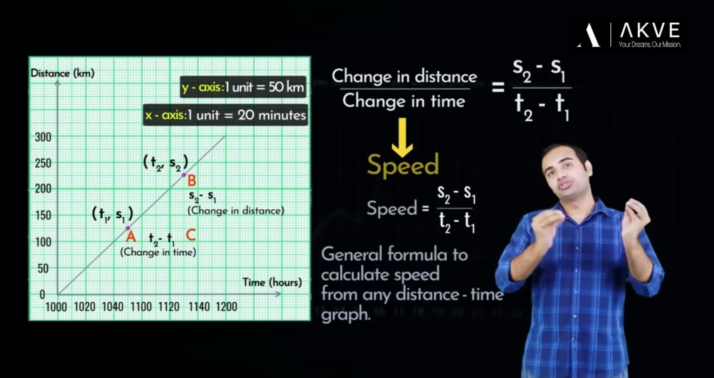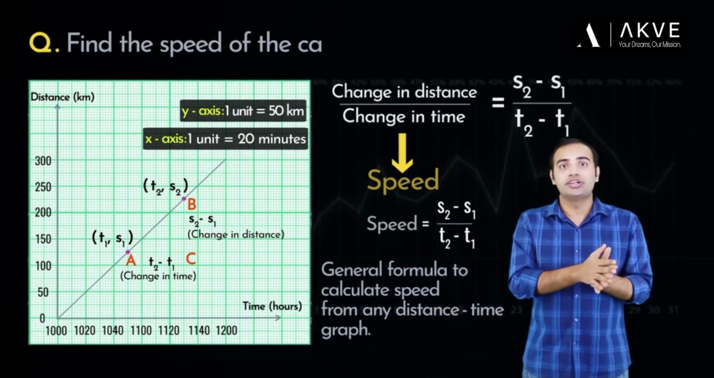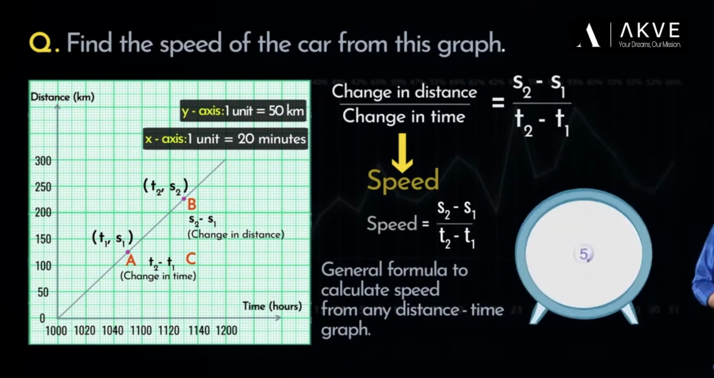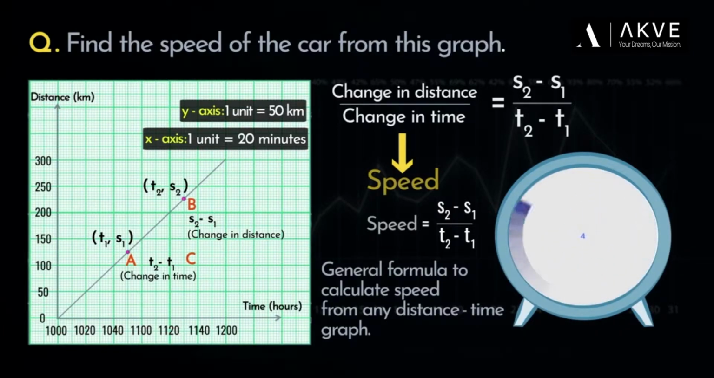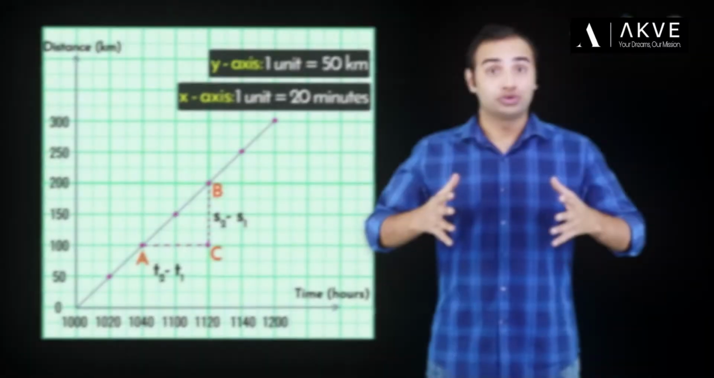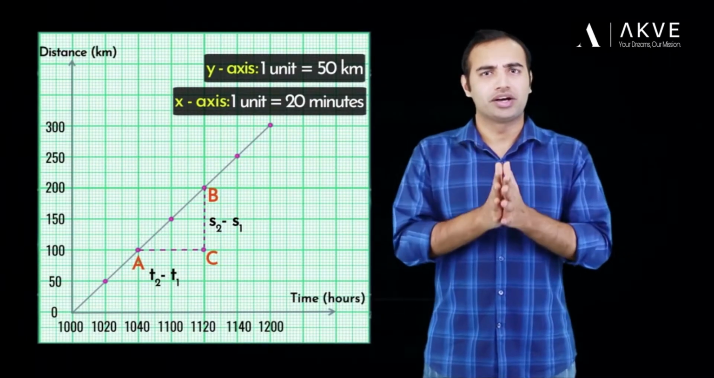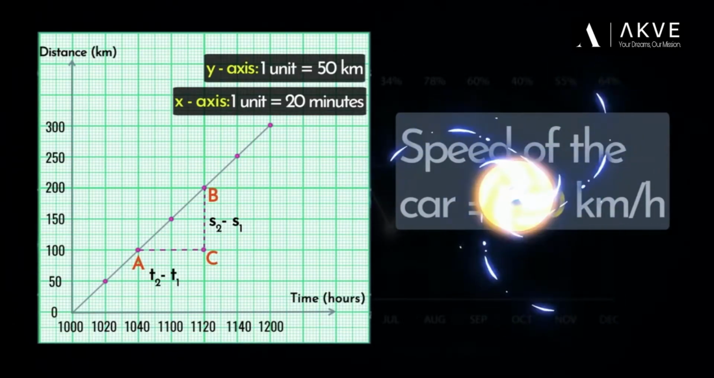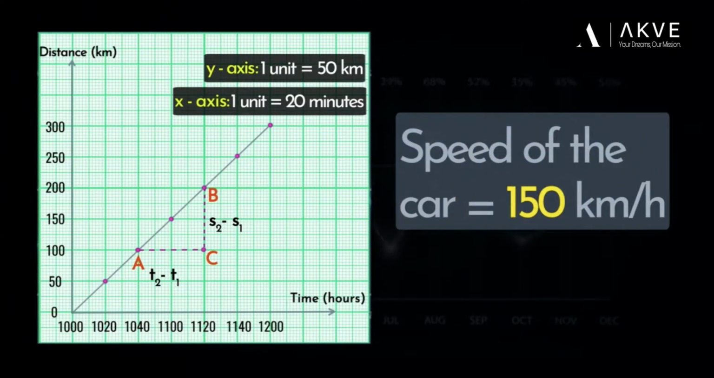So I want you to use this formula and get me the speed of our moving car in this example. Your time starts now. So, are you done? Well, I'm sure you are. The right answer for the speed of this car is 150 kilometers per hour. But how do we get it?